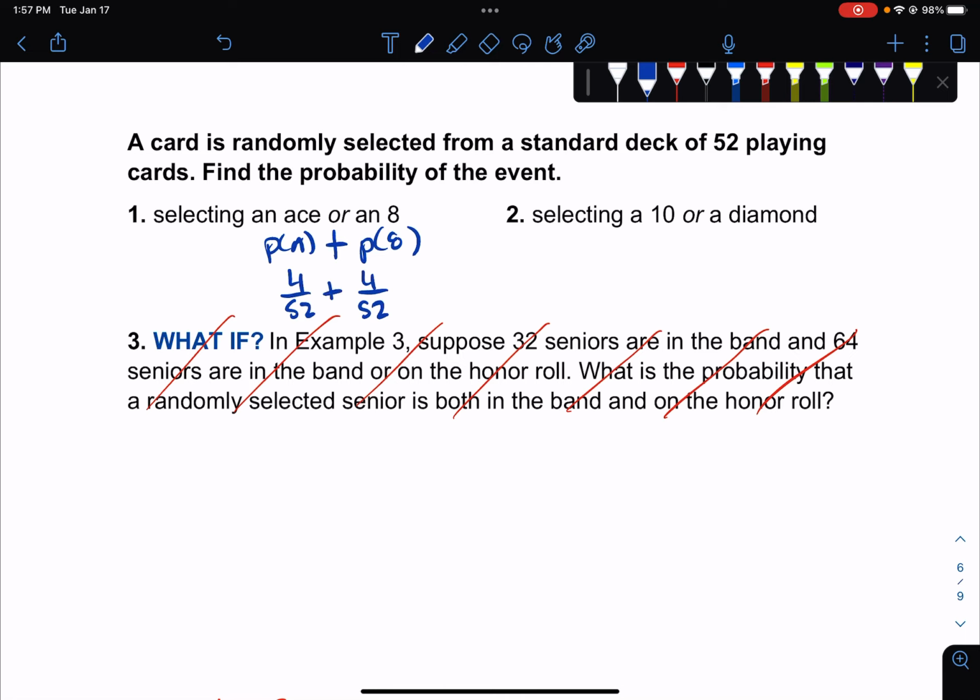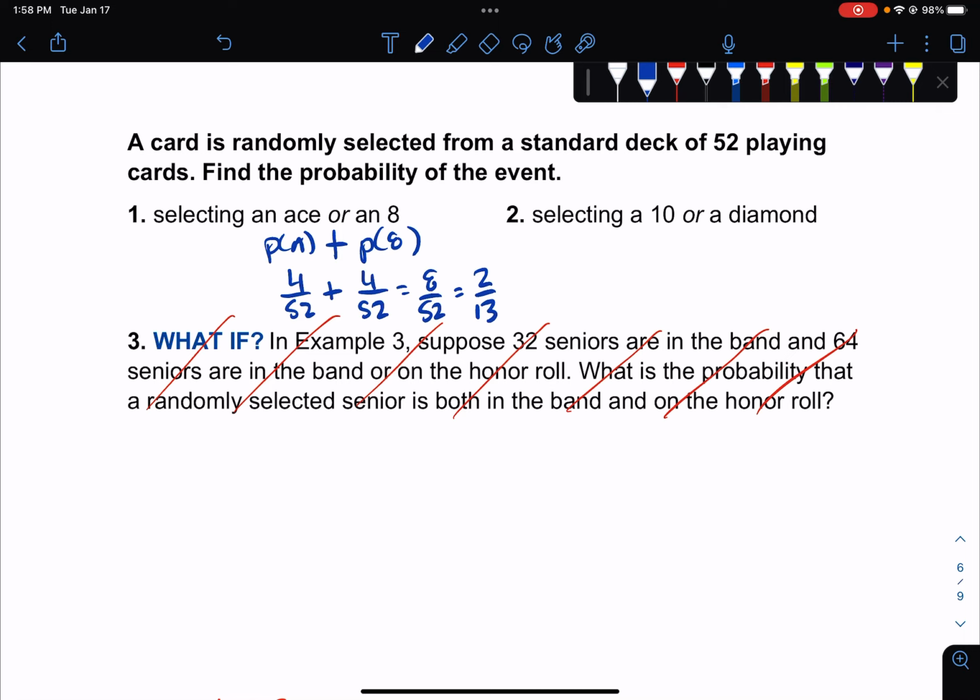Now, before I do, I just need to double check. Are there any cards that are aces and the number 8? And the answer is no. Nothing can be an ace and an 8. So I add these together, I get 8 out of 52, which simplifies to 2 out of 13. So I have 2 out of 13 chances of picking an ace or an 8, all right?